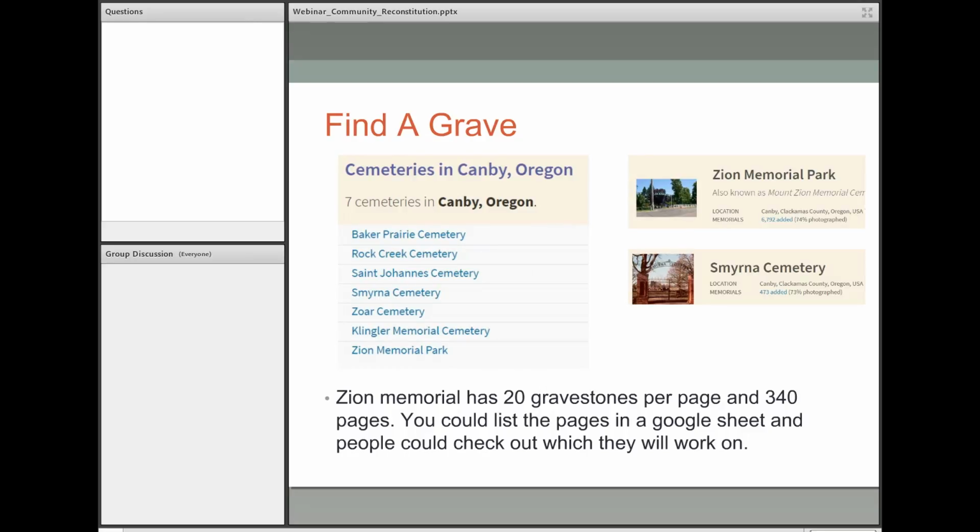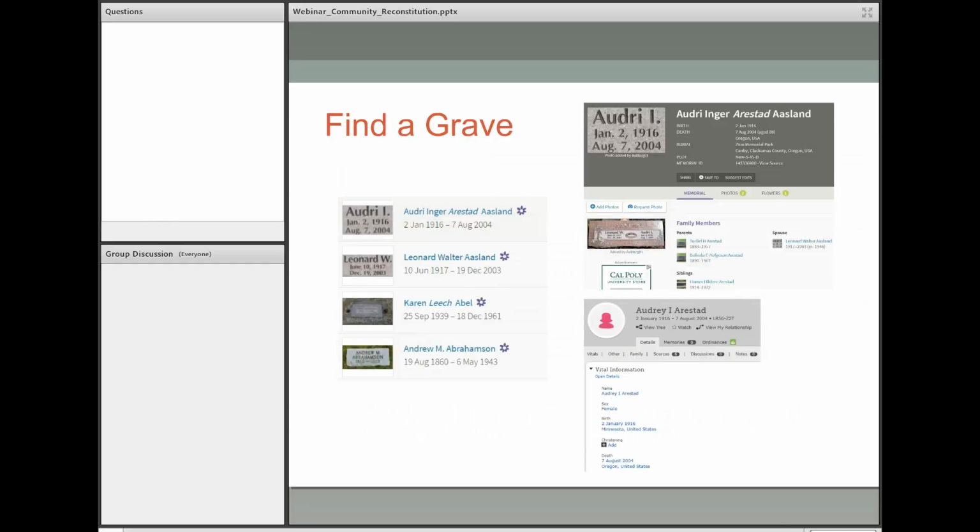But other records that can help in terms of privacy: you can focus on people that you know are deceased. And so you can look at the cemetery records in your town. Canby, Oregon has 7 cemeteries on Find a Grave, and the largest is Zion Memorial. It has 20 gravestones per page, 340 pages. And so you can start to think about how to split up the work across different people.